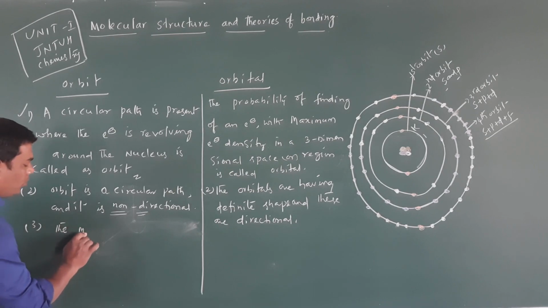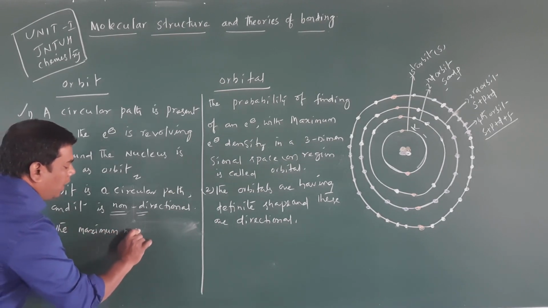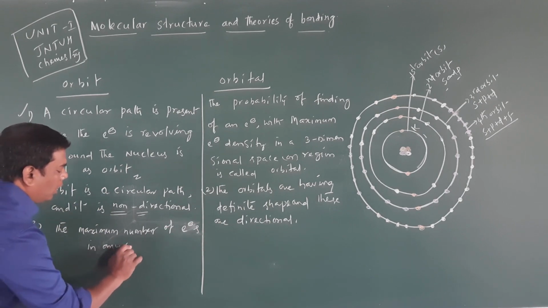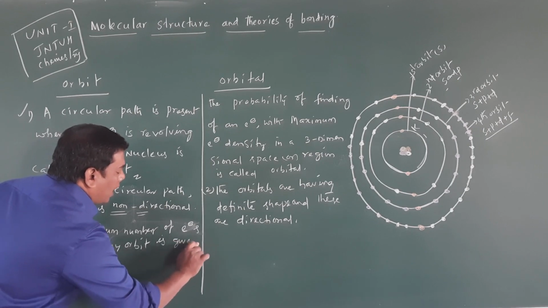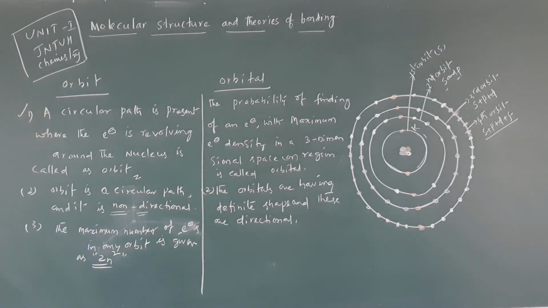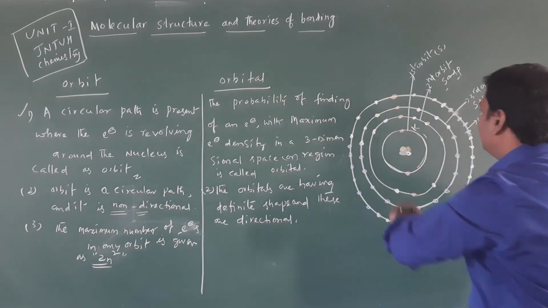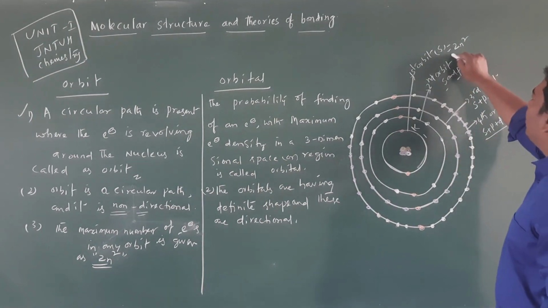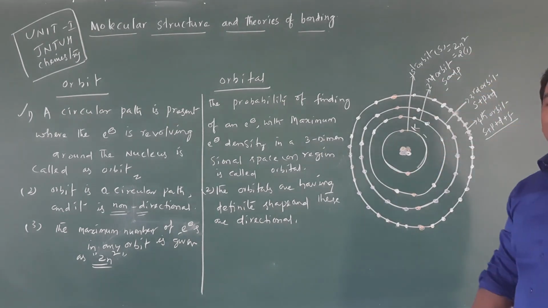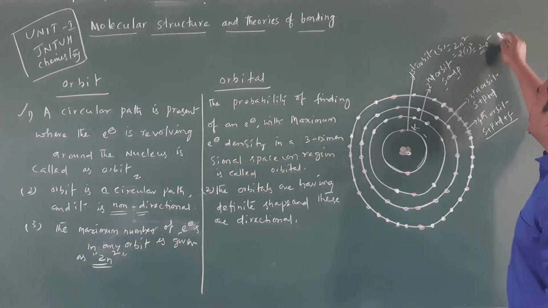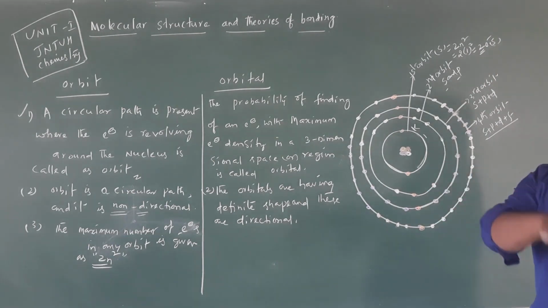Next, the third point is the maximum number of electrons in any orbit is given as 2n square. Clear student? So for example, the first orbit: we are using the formula 2n square, where n is the orbit number, that is the first orbit or second orbit or third orbit. So 2 into 1 square is equal to 2. That means only s electrons, 2 s electrons are revolving around the nucleus.